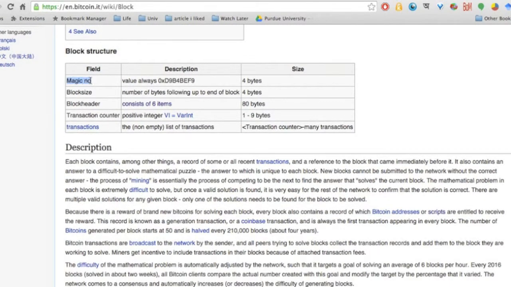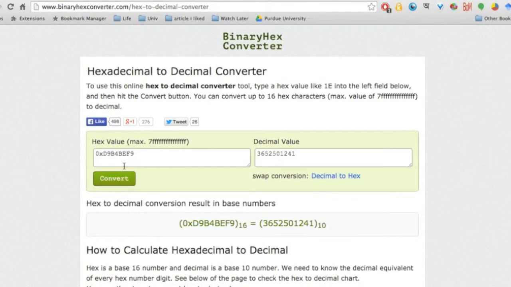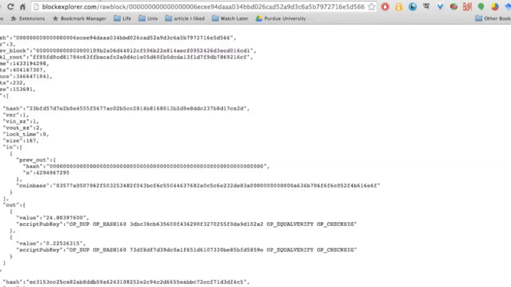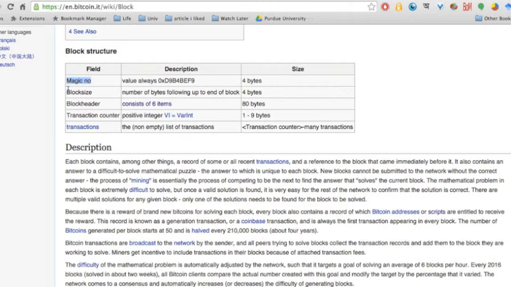You have magic number, and that is always this specific hexadecimal value 0xD9B4BEF9, and we can just convert it like this. So if you convert it into a decimal value, this decimal value will come up. And the second field is the block size.